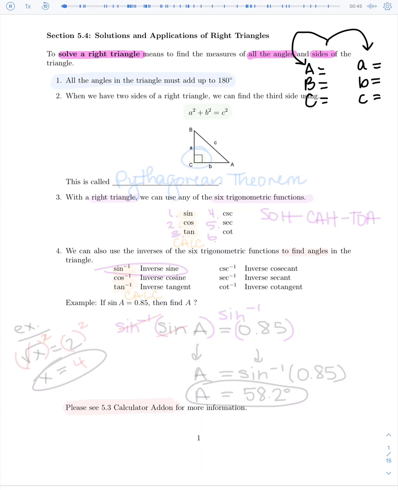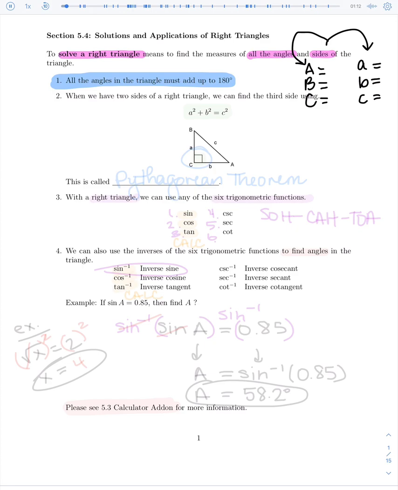So then we need to know a couple things about right triangles. What do we know about right triangles? Well, first of all, we know that all the angles in a right triangle, or any triangle for that matter, must add up to 180 degrees, which means if we can figure out what two of the angles are, we can absolutely find the third. And if it's a right triangle, we automatically know that one of them is 90 degrees.